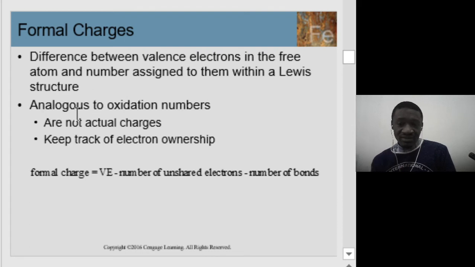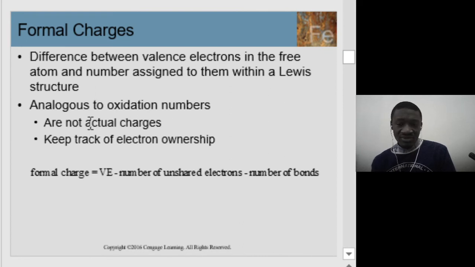It is analogous to, actually related to, oxidation number. So I'll explain that as well. The word oxidation, oxygen, oxidation, it's a process. Oxidation number, notice the value attached to that.